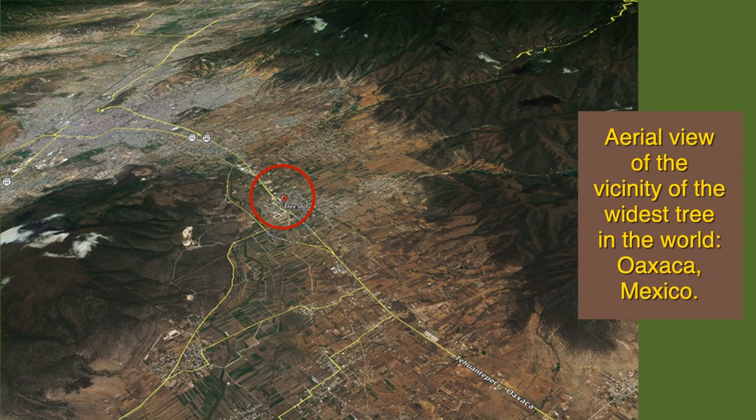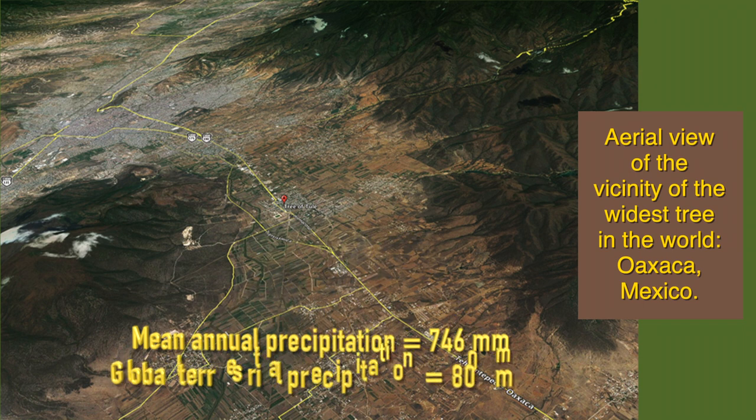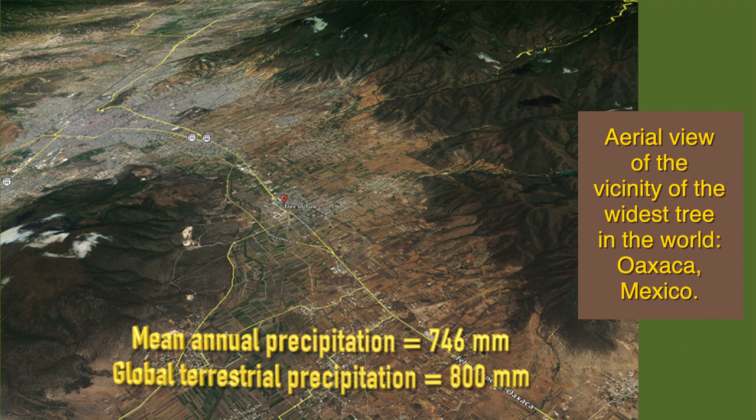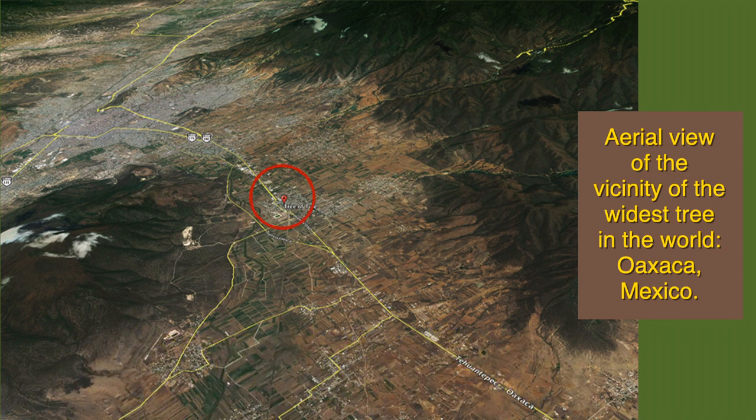The tree is located near the center of a narrow valley between two hills within the confines of the broader Valley of Oaxaca. The mean annual precipitation in the area averages 746 millimeters, a bit less than the global average, 800 millimeters. Therefore, the ample moisture that sustained this remarkable tree must originate in local groundwater from the nearby hills.